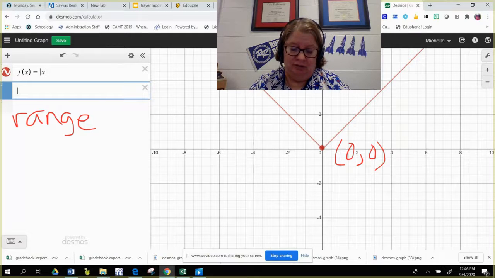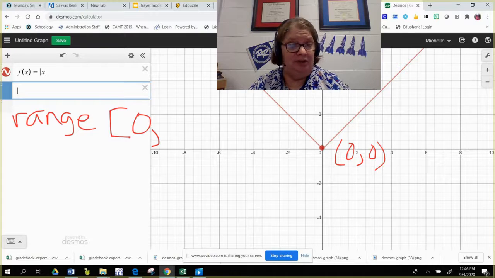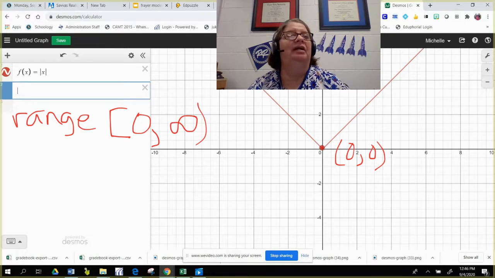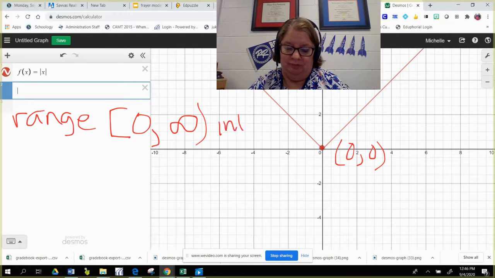So when I use interval notation, I use a bracket. It goes from 0, and the 0 is included. How far up does it go? To infinity. Can't touch infinity, so we put a parenthesis. That's interval notation.